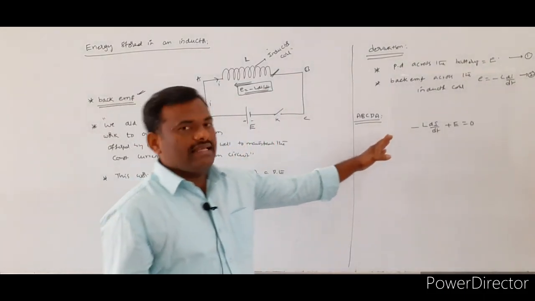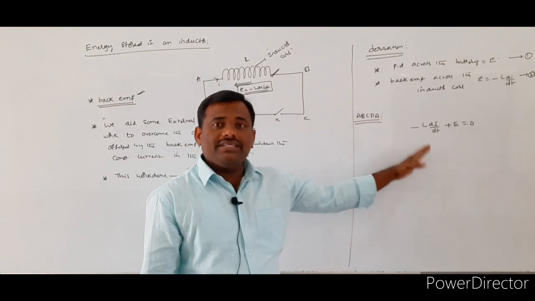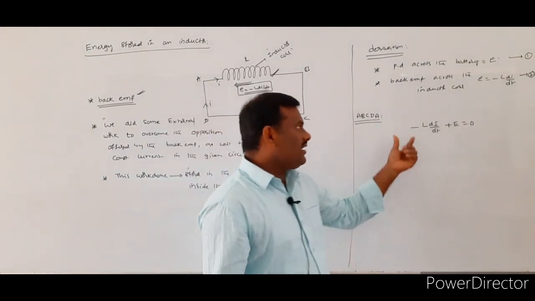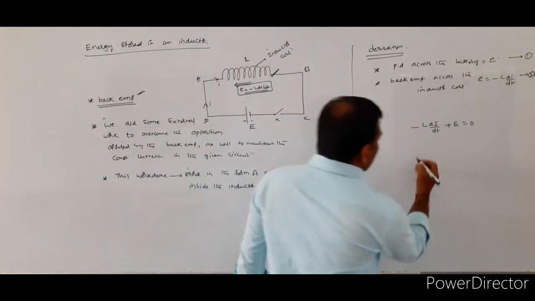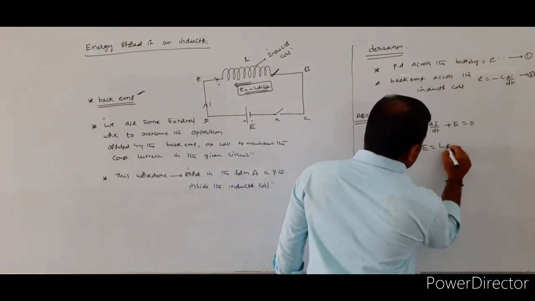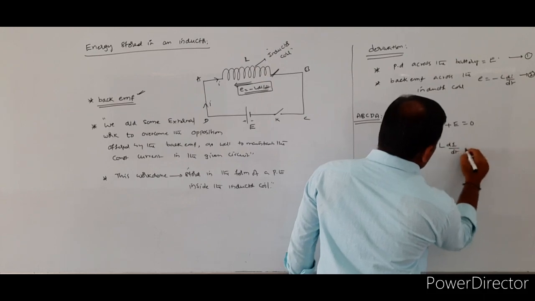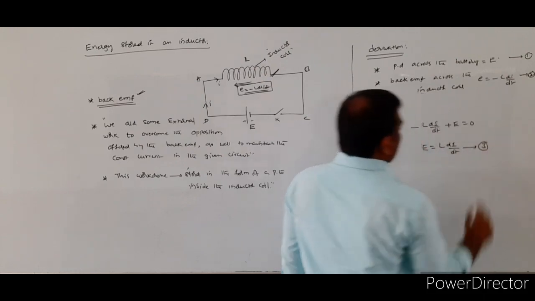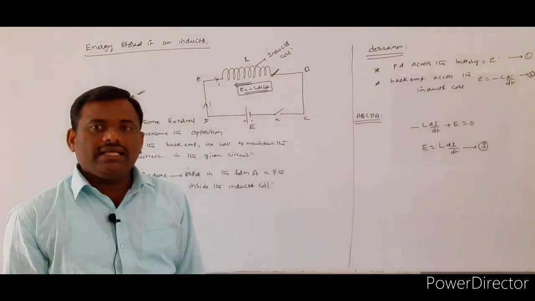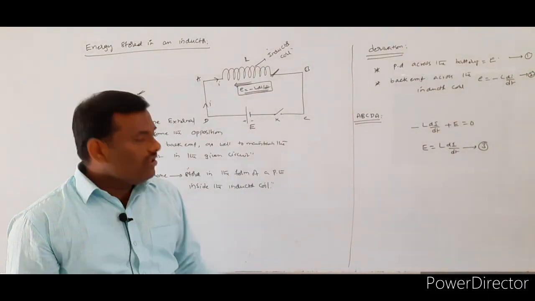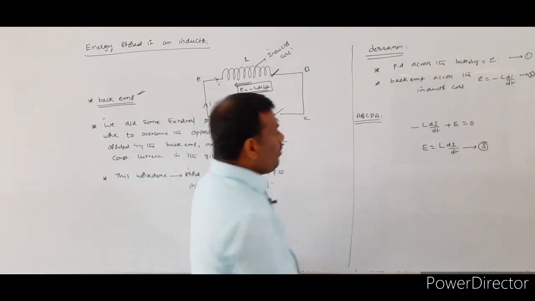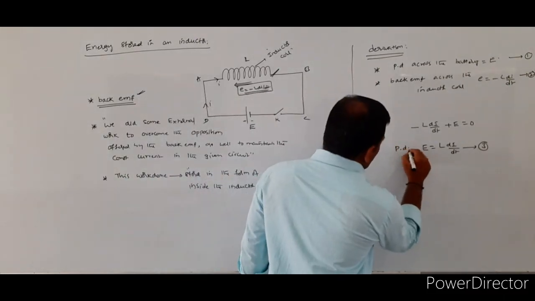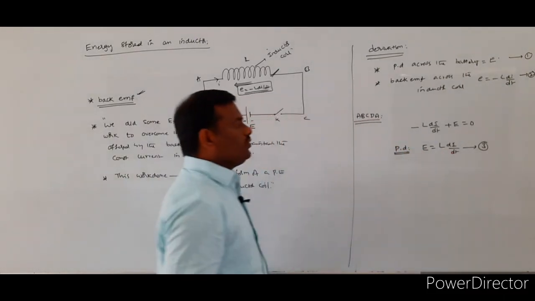So if we apply Kirchhoff's second law, what do we get here? Minus L into di by dt plus E is equal to 0. From this I will write E is equal to L into di by dt. What is the capital E? The potential difference. Potential difference E is equal to L into di by dt.